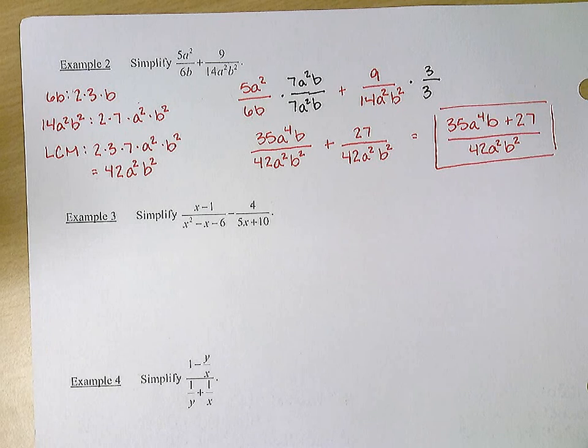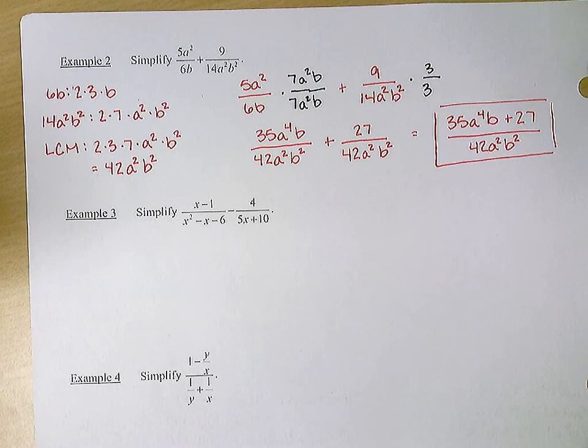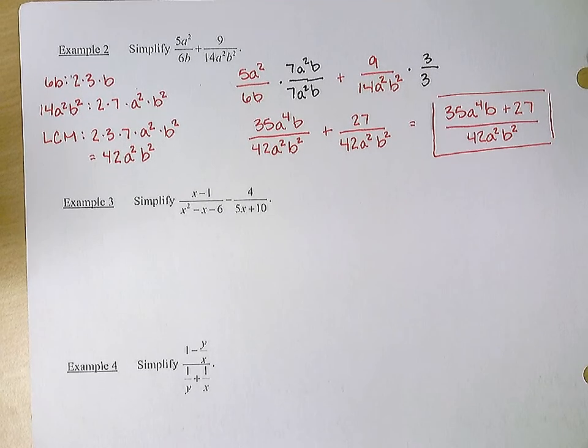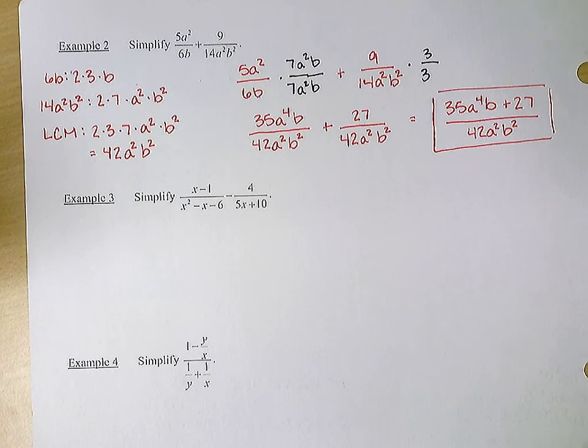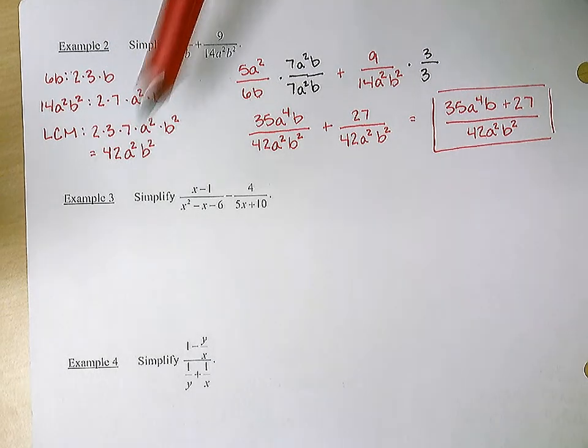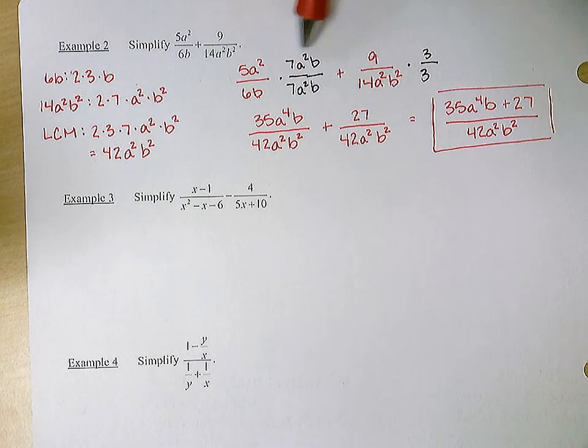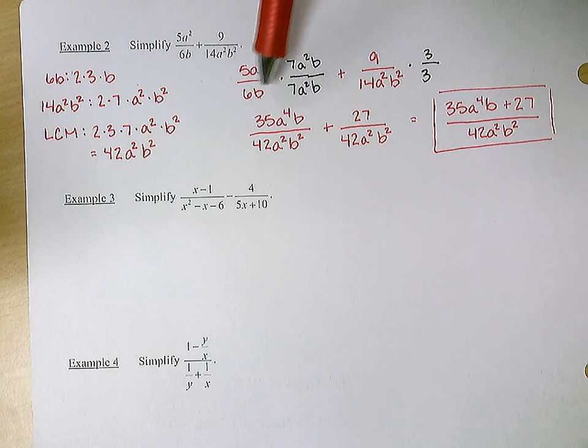Questions? No questions? So again, first step is to find your LCM. Second step is to multiply by a version of 1, so multiply to the numerator and denominator by whatever you need to change this denominator to your LCM. And then you can combine your fractions.